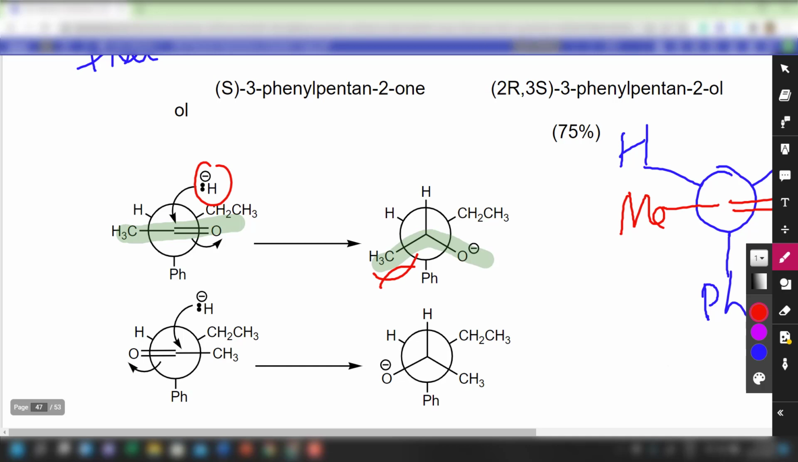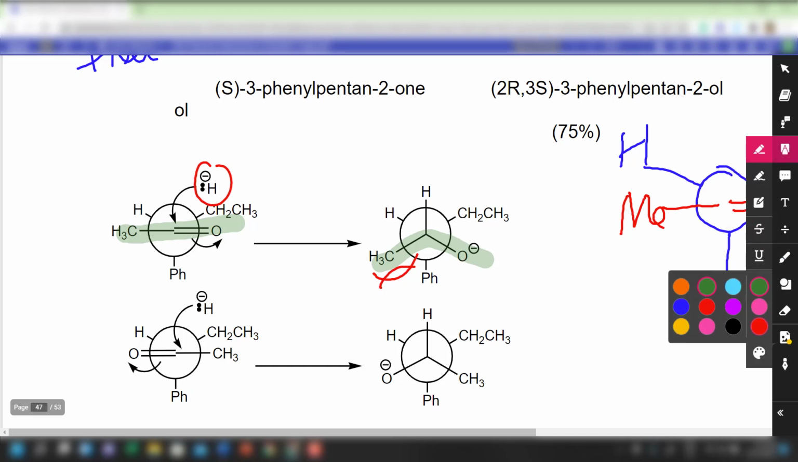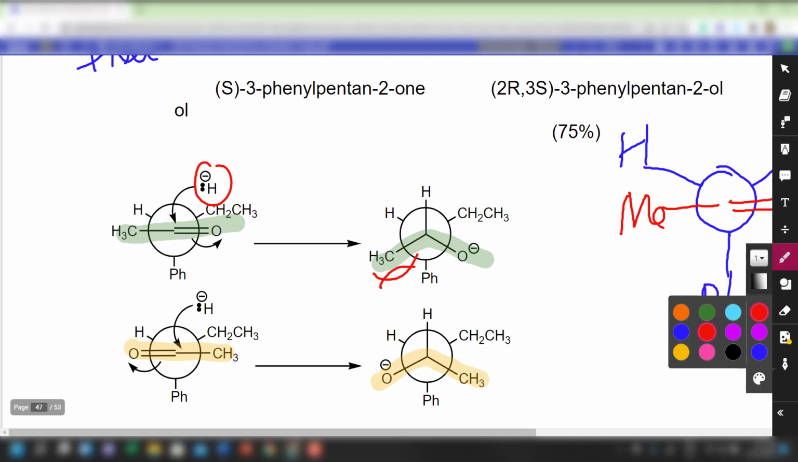Do you notice? But for the other combination, maybe I'll just highlight in yellow. I'm going to end up with this. Now my gauche interaction is between the ethyl and methyl, as well as phenyl and methyl.